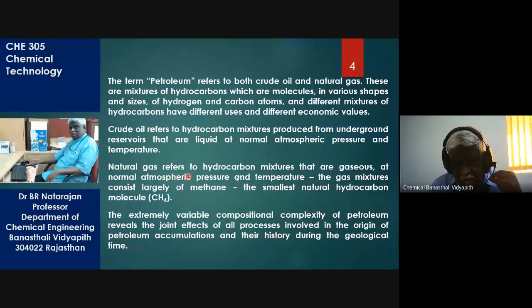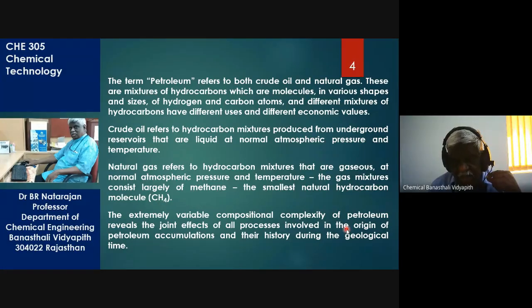Natural gas refers to hydrocarbon mixtures that are gaseous at normal atmospheric pressure and temperature. Remember, the difference between crude oil and natural gas is that crude oil is a liquid at normal atmospheric pressure and temperature, whereas natural gas is a gas. The gas mixtures in natural gas consist largely of methane, which is the smallest natural hydrocarbon. Remember, methane is the smallest possible hydrocarbon, 1 carbon and 4 hydrogen, a 1:4 ratio.